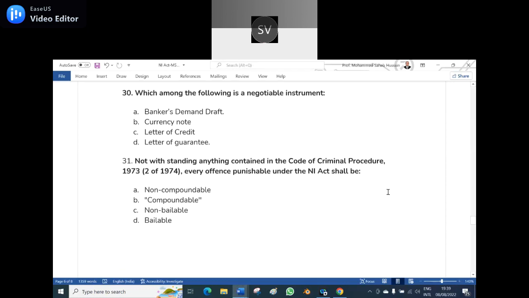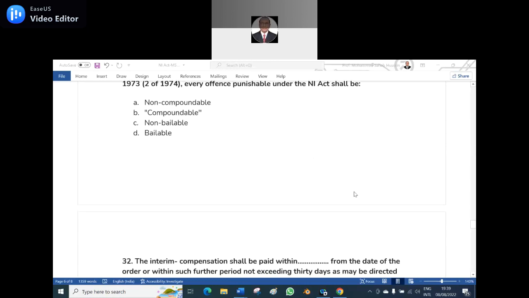31st question. Notwithstanding anything contained in the Code of Criminal Procedure 1973, Act number 2 of 1974, every offence punishable under the NI Act shall be option A, non-compoundable, option B, compoundable, option C, non-bailable, option D, bailable. Option B, compoundable. Yes, option B is the correct answer, compoundable offence.